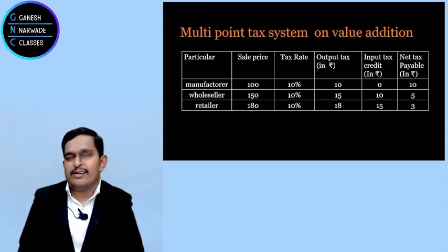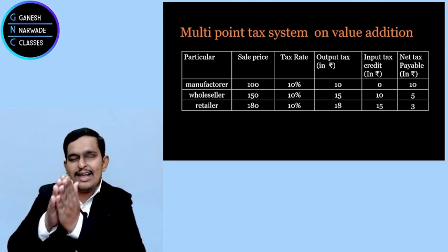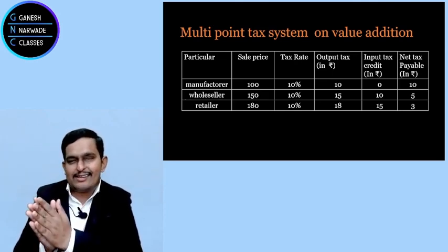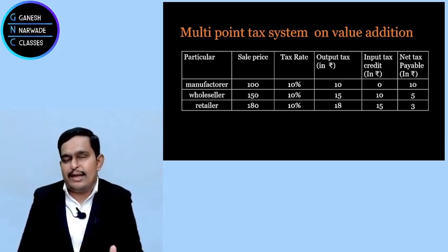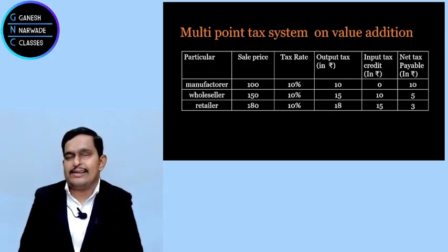Value addition means now tax is not on the total value, like total 100 rupees, total 150 rupees, total 180 rupees. No, only on value addition the tax will be. This way, government is not collecting unfair heavy taxes, and the taxpayer cannot escape taxes. He will have to pay at each and every stage. So here both can agree, and this is a fair taxation system.